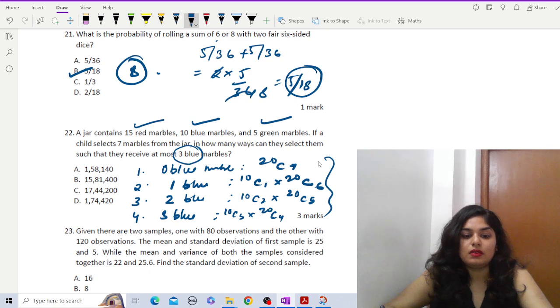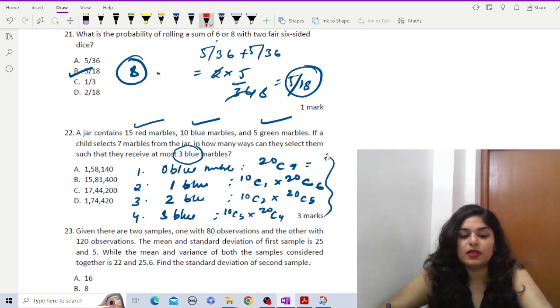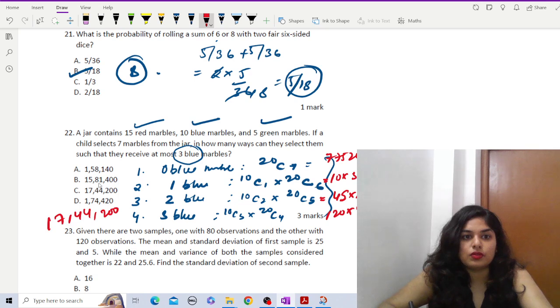So we add. The first one is 77520. This is 10 into 38760. This is 45 into 15504. This is 120 into 4845. If you add these, the total answer you will get is 1744200. So that is C.